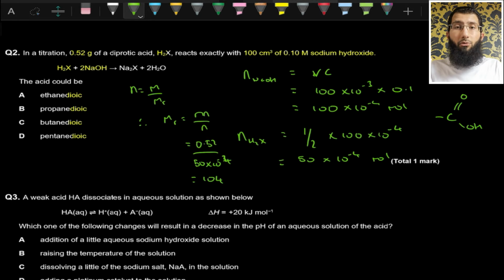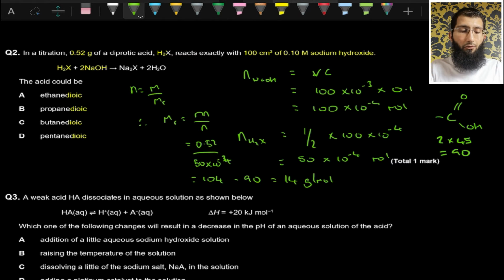So we've got carbon, which has a relative atomic mass of 12. We've got two oxygens, that's 32, 32 plus 12, 44, plus 1, 45. We know we've got two carboxyl groups because it's a dioic acid. So it's going to be 2 times 45, that's 90. So we're going to have to subtract 90 from this. That gives us a remaining 14 grams per mole.